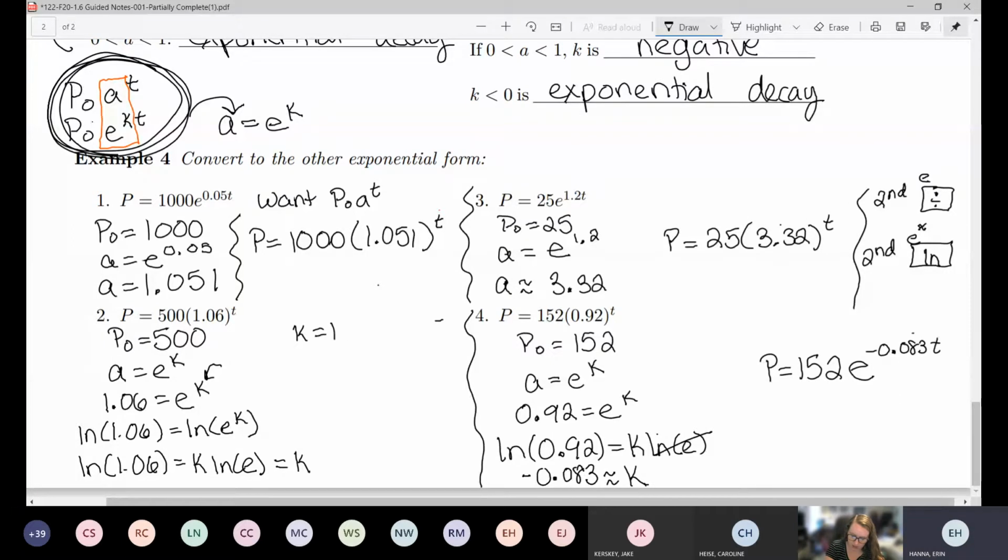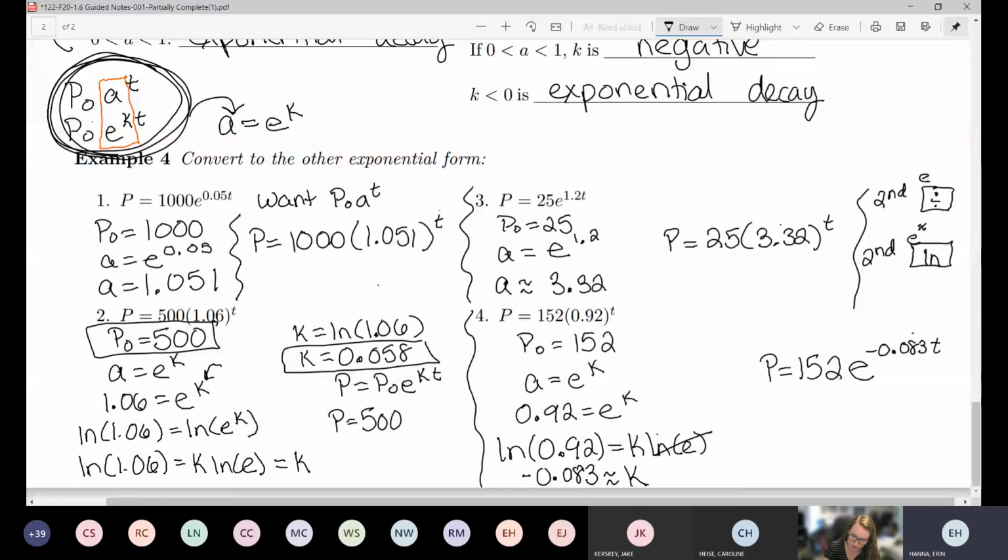So we essentially end up with k equals the natural log of 1.06, which we punch into our calculator to get that k equals 0.058 approximately, rounding. So if we need P naught e to the kt, I need a k value and I need a P naught value. I've got my P naught value, I've got my k value. So now I just plug it in. So 500 e to the 0.058 t.